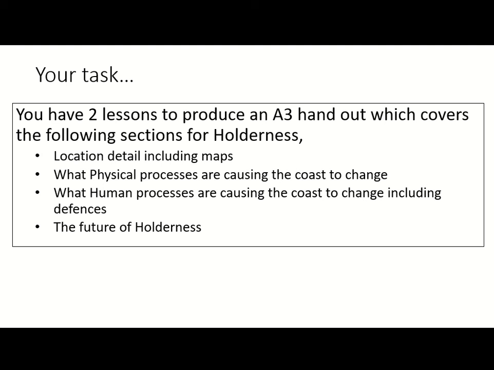Then look at the human processes causing it to change. So the human processes could be to do with it increasing erosion. It could be to do with it decreasing erosion, but anything that humans are doing on the Holderness coastline area to change it. So are they building sea defences in certain places? For example, in Mappleton, they've built a big rock groin. What's that done to the area south of Mappleton, for example? And then just a brief bit about maybe looking at the future of Holderness and what it's in for, with regards to sea level rise, and maybe look at the management strategies in Holderness.